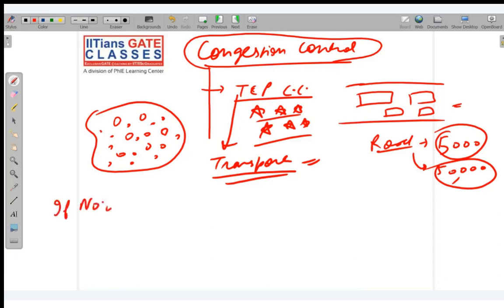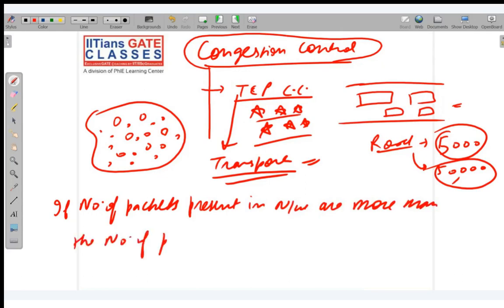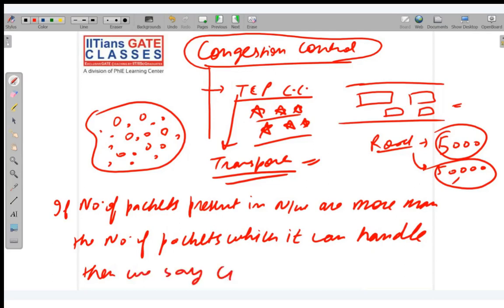So if the number of packets present in the network is more than the number of packets which it can handle, then we say congestion has occurred. Roughly I have written it. Like, it can handle a certain number of packets, but 50,000 packets are there in the network, then obviously we will say congestion has occurred.